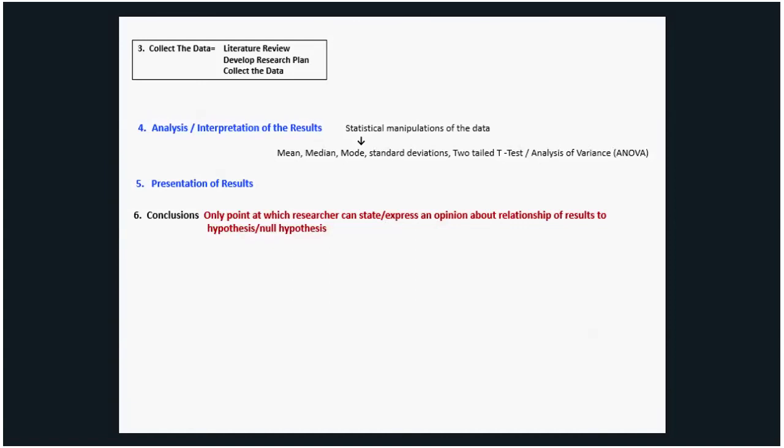The next step then is analysis or interpretation of the research. This is where you do your statistical manipulation. This is where you get your means, the medians, the modes, the standard deviations, the two-tailed t-test, the ANOVA, analysis of variance.